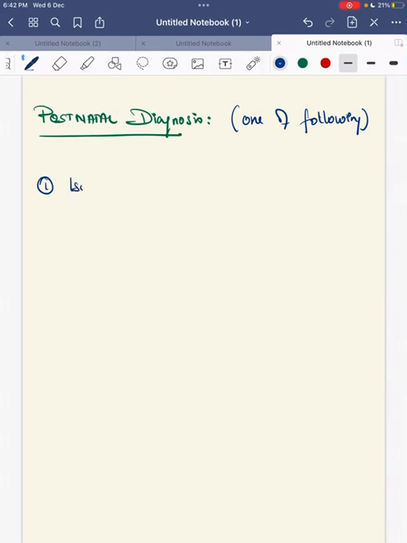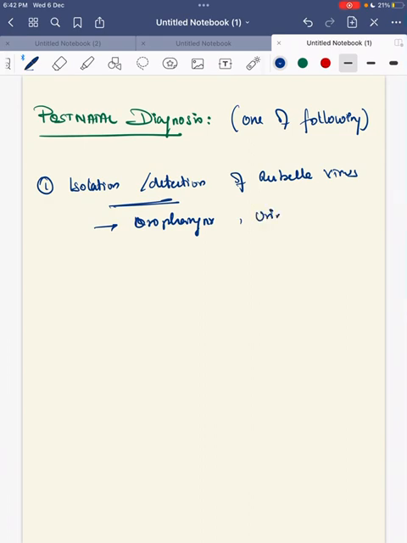First, you do isolation or detection of rubella virus in samples such as oropharynx and urine. You take these two samples and you isolate or detect the rubella virus. This is mostly done in a specific culture, a rubella specific culture.